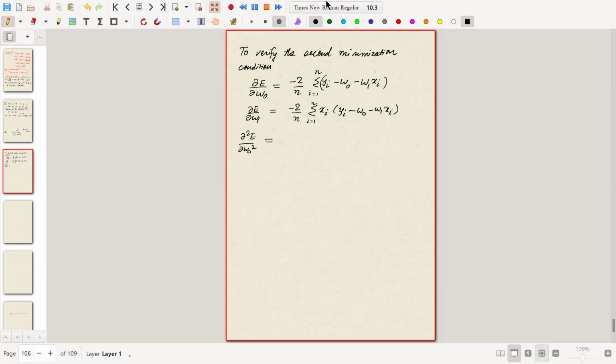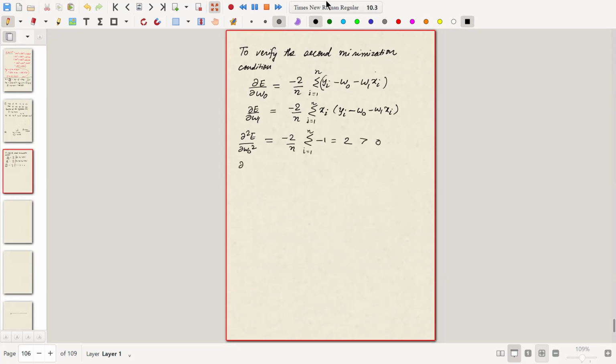Again, it will be how much? Tell me. So it will be minus 2 over n summation of minus 1. Right. So it will be minus n times minus 2 over n, so it will be 2. It is greater than 0. Summing this one for n times, it will be minus 2n, and n cancels out.